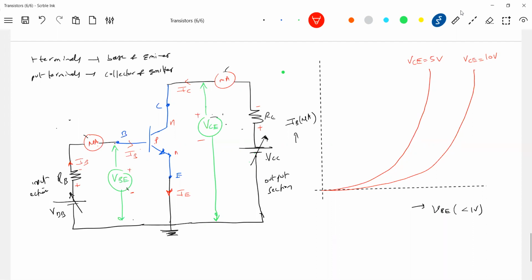Any reason anybody wants to think? Any reason can you say? Or maybe this is 10 volt, this is 5 volt. Why for different voltages the curve will be different here? Why should the curve be different?